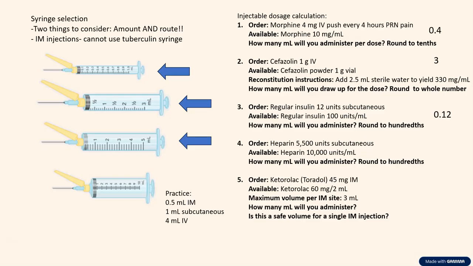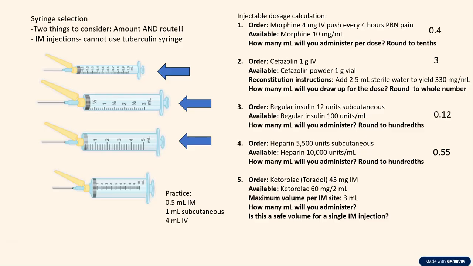Number 4, heparin 5,500 units subcutaneous. Available is heparin 10,000 units per milliliter. How many milliliters will you administer? Round to hundredths. The correct answer is 0.55 milliliters.